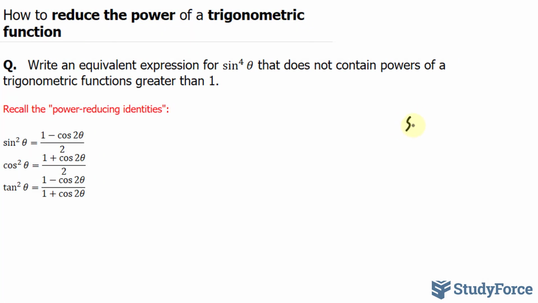Now keep in mind what sine to the power of 4 theta actually means. It means sine theta raised to the power of 4. We rewrite it like this just for convenience.